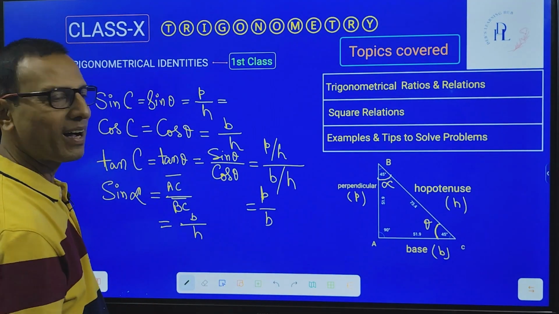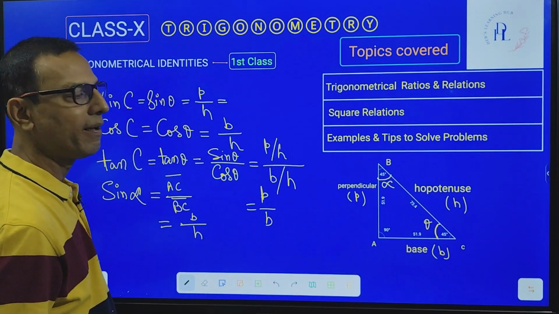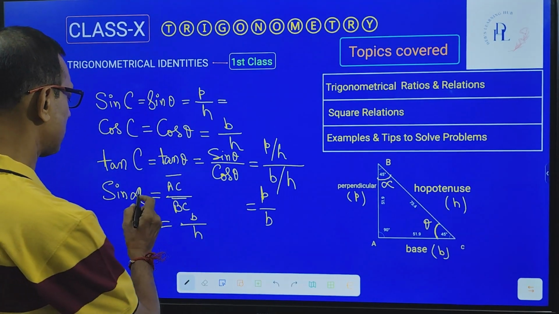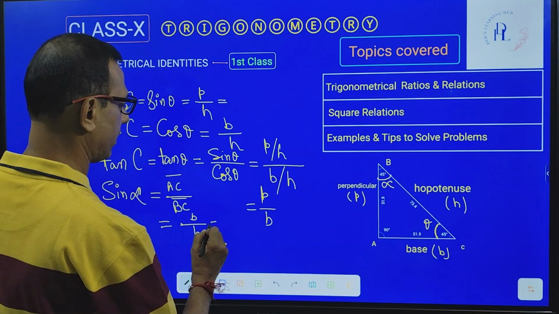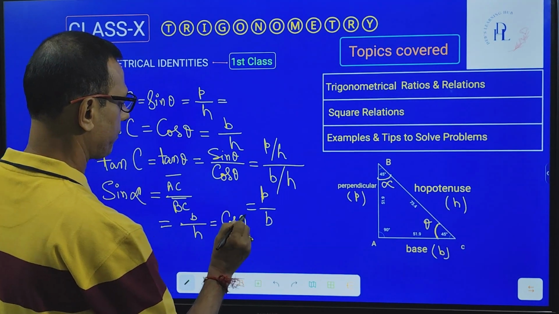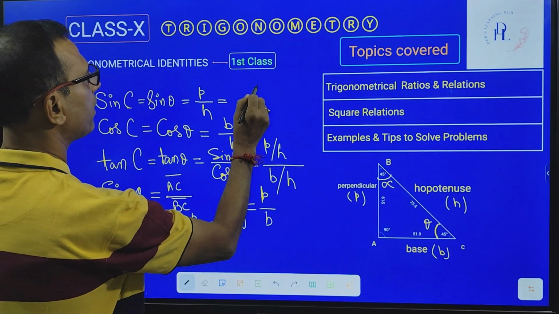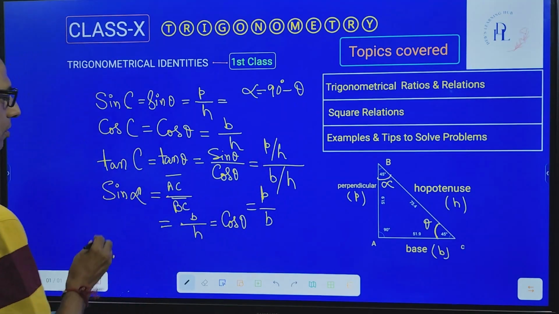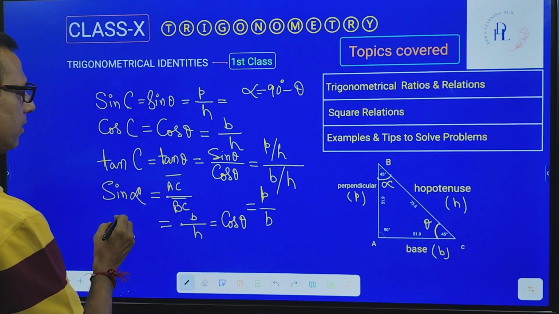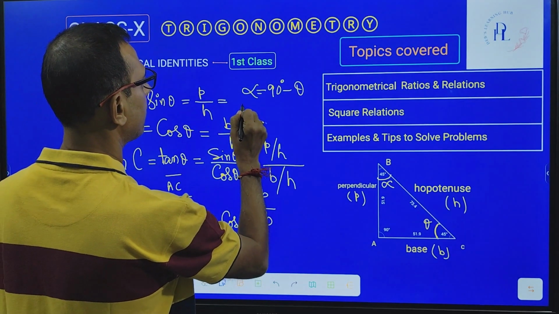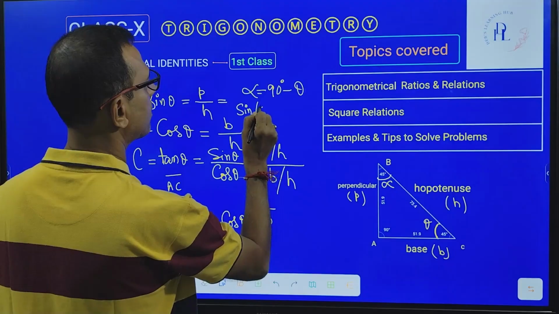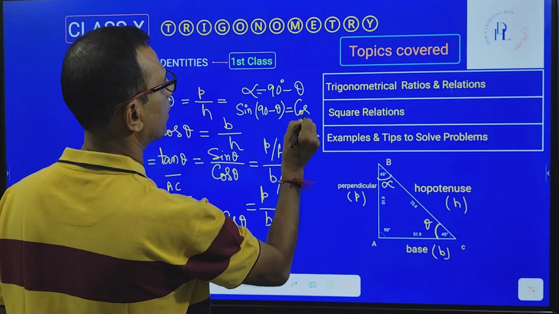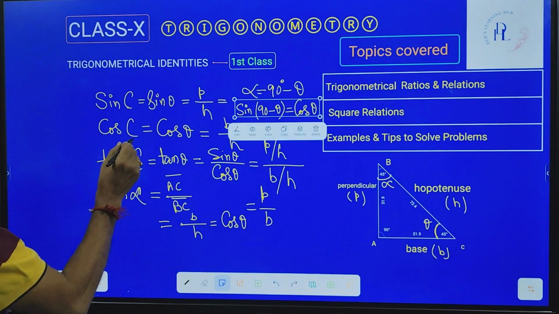But what is this alpha? Alpha is actually 90 degrees minus theta. That means sine of 90 degrees minus theta equals cos theta. So sine alpha equals B by H, that equals cos theta. And what is this alpha? Alpha is nothing but 90 degrees minus theta. So this is the relationship: sine of 90 degrees minus theta equals cos theta. So this is one relation.